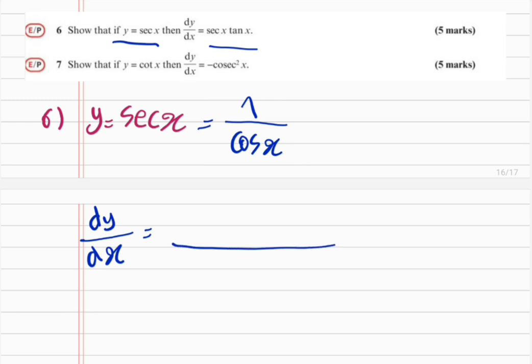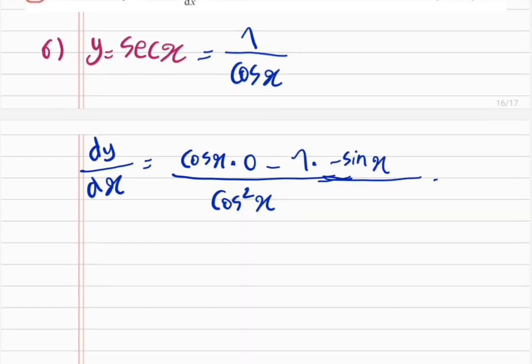The good news is this is the quotient rule, because the denominator is going to be cos squared x, and then we write down the denominator function times the derivative of the numerator, which is 0, minus, this time we write down the numerator function, which is 1, times the derivative of the denominator function. So cos x differentiates to minus sine x. And this simplifies to sine x divided by cos squared x.